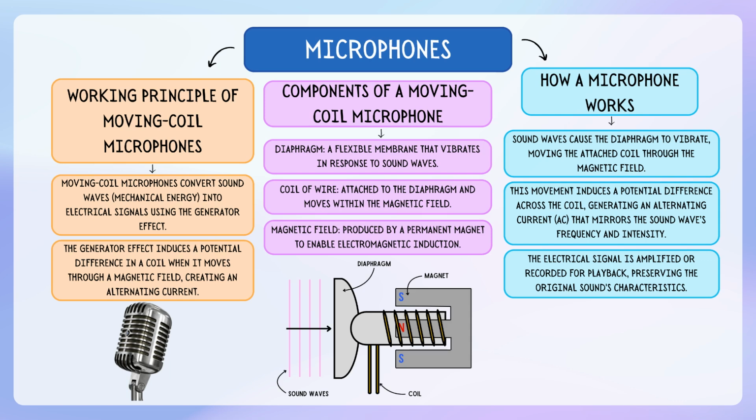The induced electrical signal mirrors the original sound waves in terms of frequency and intensity, thus preserving their characteristics. This electrical signal can then be amplified or recorded for various uses, such as playback or broadcasting. By understanding these mechanisms, we see how moving coil microphones harness principles of magnetism and electromagnetism to transform mechanical vibrations into electrical signals, a fundamental process in many everyday audio devices.